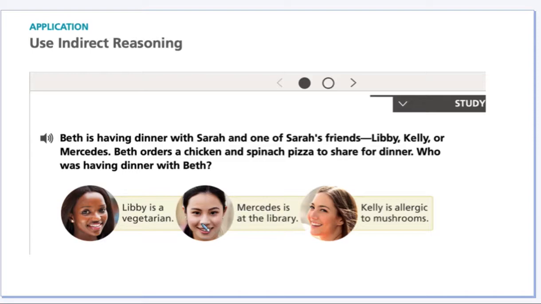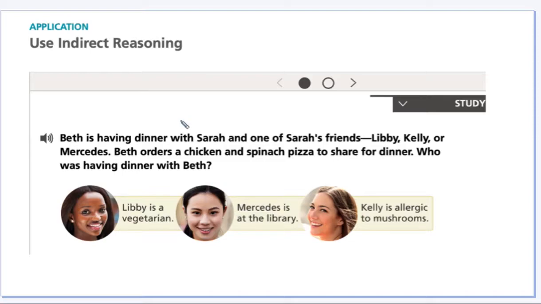So using indirect reasoning, Beth is having dinner with Sarah and one of Sarah's friends, Libby, Kelly, or Mercedes. Beth orders a chicken and spinach pizza to share for dinner. Who was having dinner with Beth? So we want to use indirect reasoning to determine who's having dinner with Beth. So again, there's Beth, Sarah, and then another one of Sarah's friends. So your options are Libby, who's a vegetarian, Mercedes, who is at the library, and Kelly, who's allergic to mushrooms.